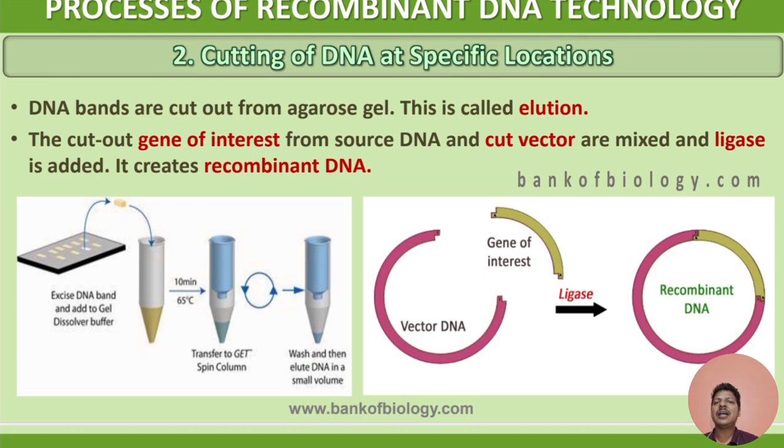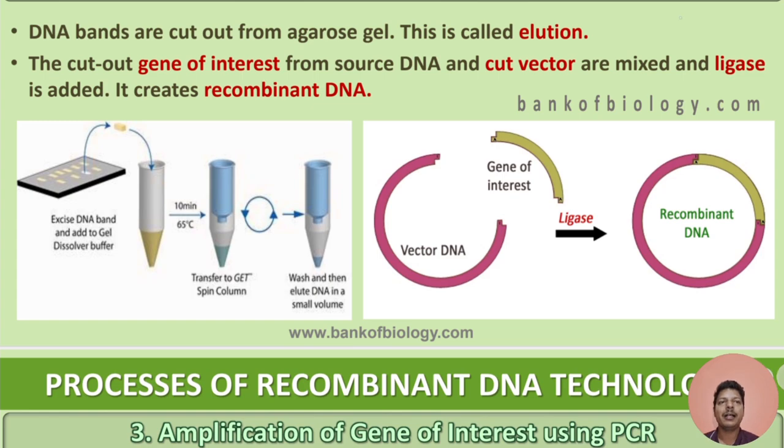Then DNA bands are cut out from the agarose gel. This is called elution. The cut out gene of interest from the source DNA and cut vector are mixed and ligase is added. It creates a recombinant DNA. As you can see, the vector DNA, gene of interest, and ligase are given and recombinant DNA is formed.